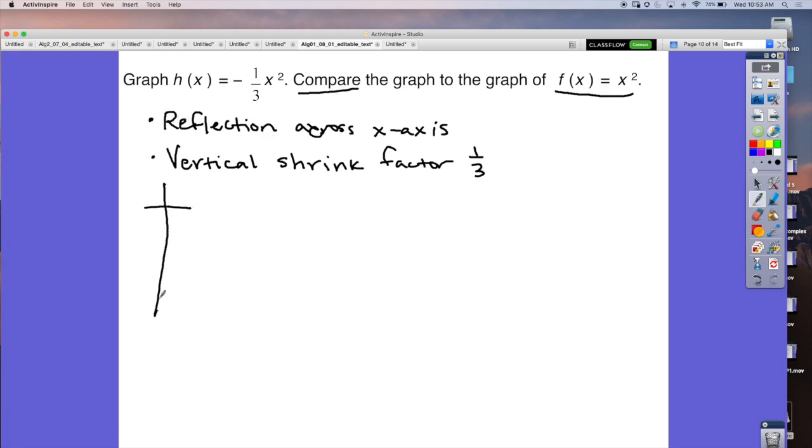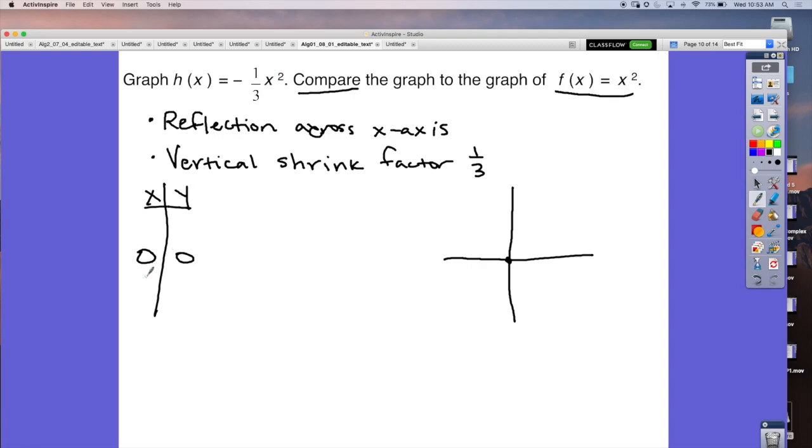Now let's graph this. Now remember, what did I tell you to start with? 0. So I'm going to start here in the middle with 0. Okay, when I plug in 0, what's the answer? 0. There's my first point. Okay, so it's a square.